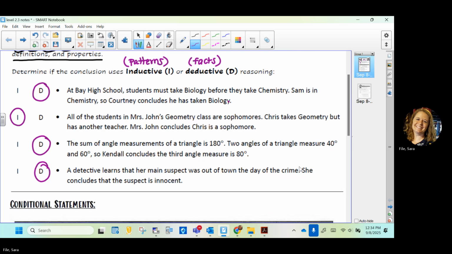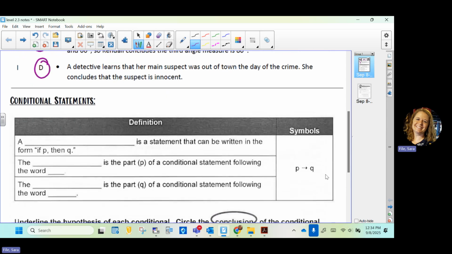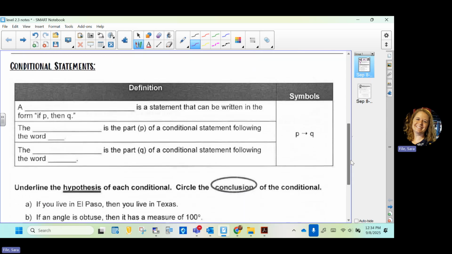Yeah. Okay. Now, conditional statement. This is a new term. It's pretty important. We kind of touched on it in 2.2. We said if P, then Q. So let's define a conditional statement.